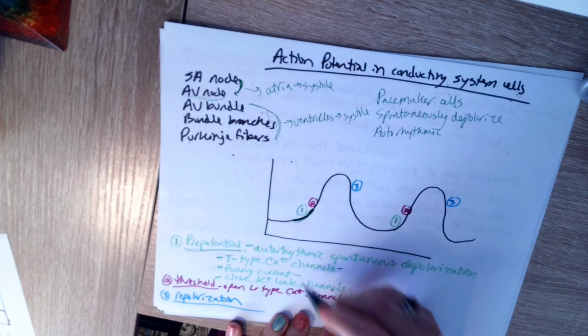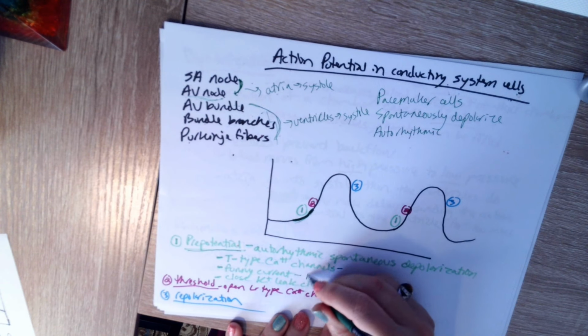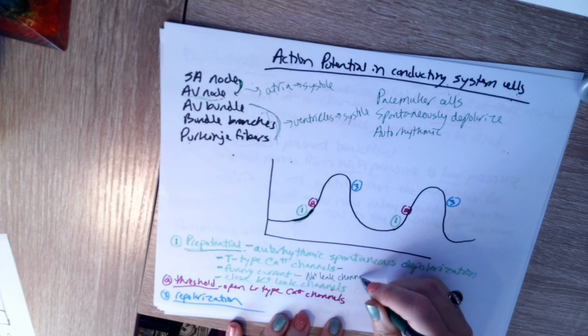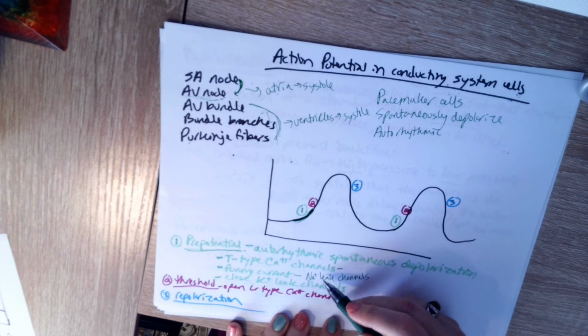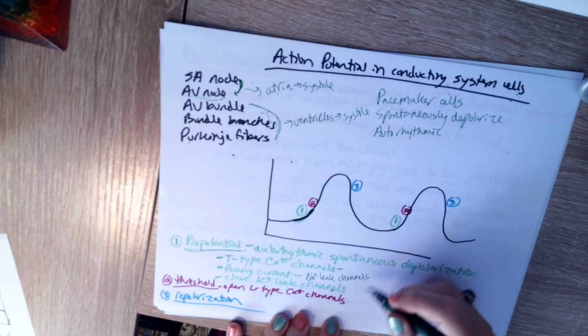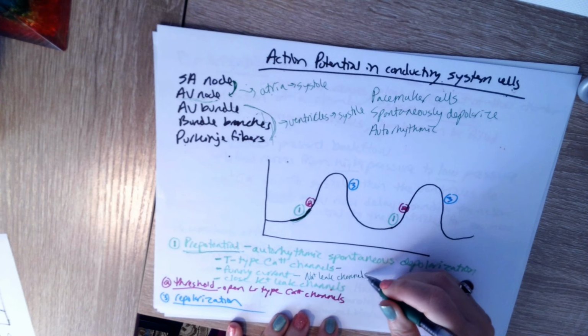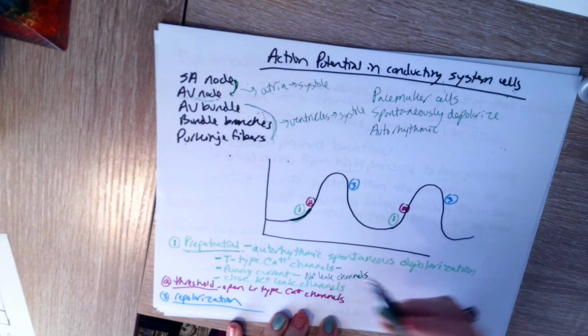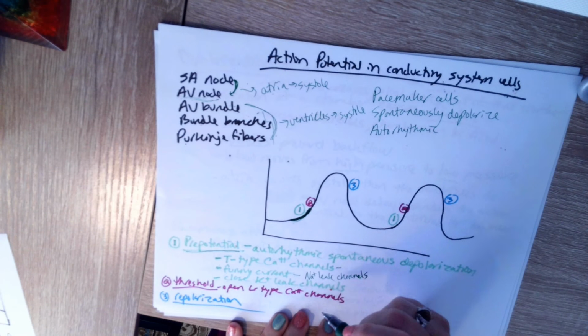Another thing is the funny current. This has to do with sodium leak channels, which all cells have. But in the pacemaker cells, they're faster than regular leak channels for sodium in other kinds of cells. So these sodium leak channels that are responsible for the funny current allow the sodium to move in faster. That contributes to the depolarization.